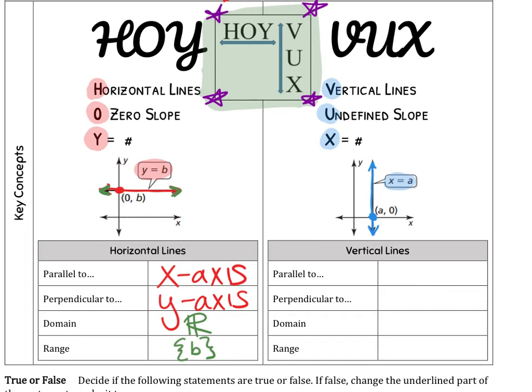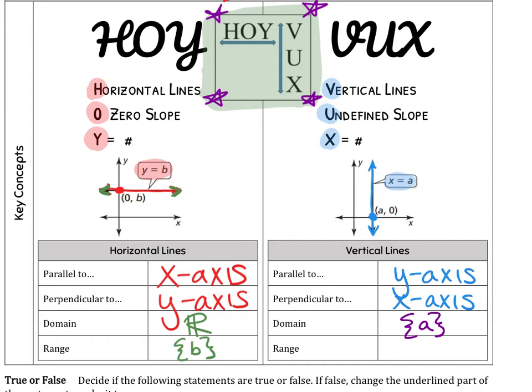Let's answer these same questions for VUX lines. Vertical lines are parallel to what? They go the same direction as the y-axis, so they're parallel to the y-axis. And they're perpendicular to, or cross at a 90-degree angle with, the x-axis. Now the domain of a VUX line, the only x values that we use, is the number a. It's called the zero of the function, or the x-intercept.